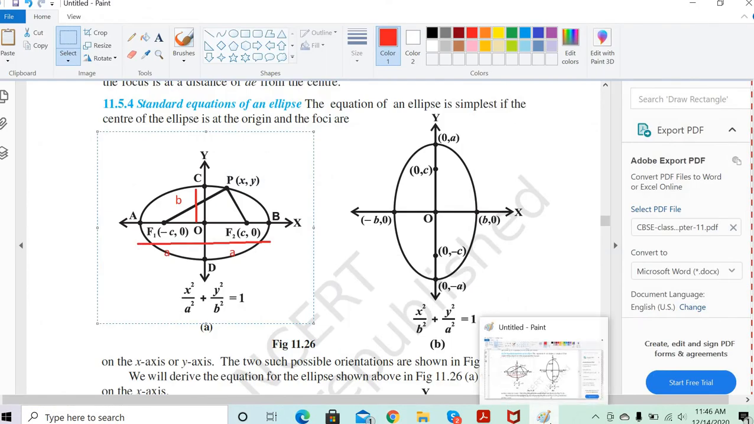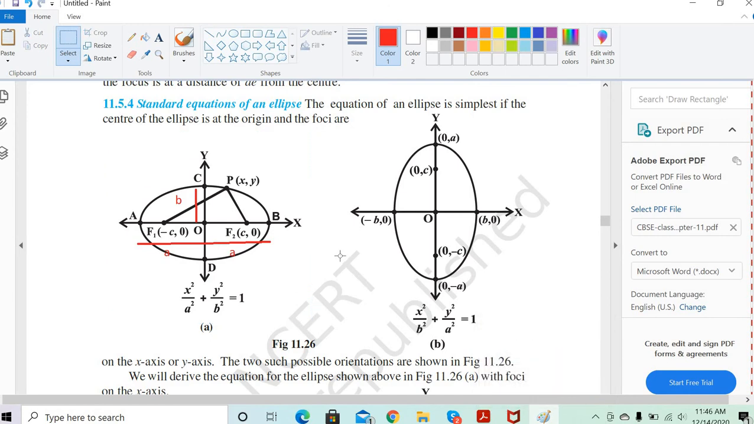Now on the semi-major axis, the x-axis, a is the distance of the vertices from the center O. So it will be given as x square by a square plus y square by b square is equal to 1. So x by major axis, y by minor axis. Remember this. This is the standard form of the ellipse. We'll derive it and come to know.